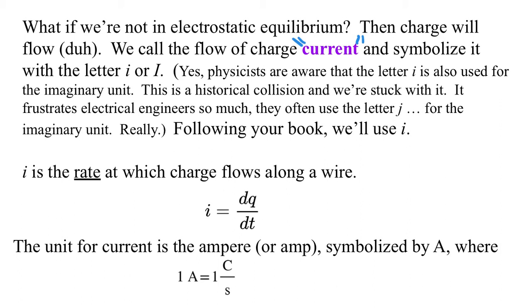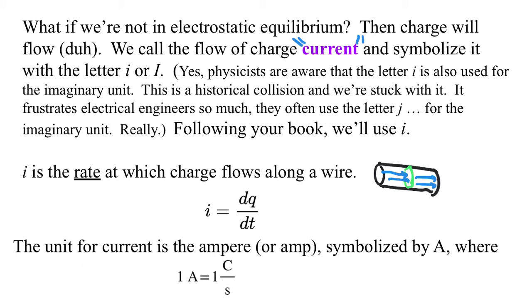Lowercase I is the rate at which charge flows along a wire. I is dq/dt. The idea being that if we have a wire, which is sort of a conductor that's been stretched out, and we pick some portion of it, some imaginary surface of it, we count how much charge goes through that surface per unit time.